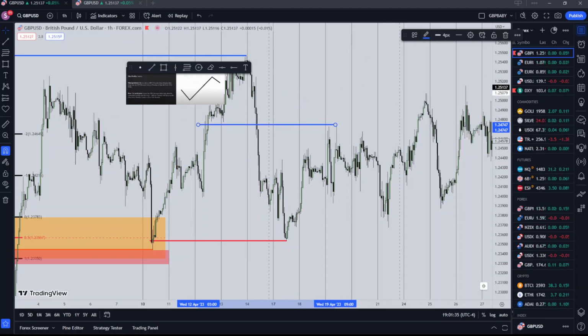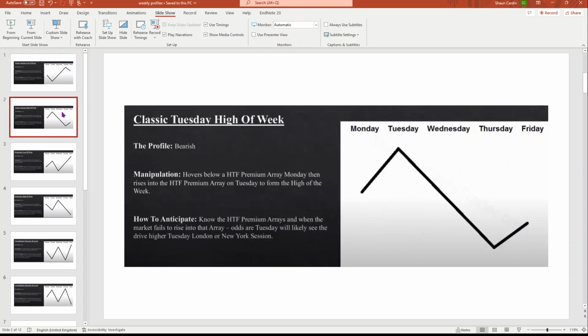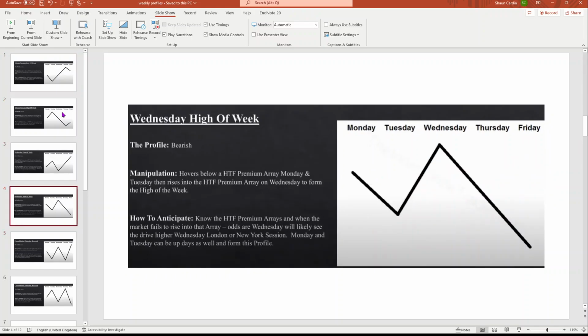So we're going to take a quick look at our weekly profiles, and find where Wednesday is making the high of the week. Here, I just saw it. So Wednesday high of week, price trades lower and into Tuesday, and then Wednesday creating the high of the week and then trading off lower.